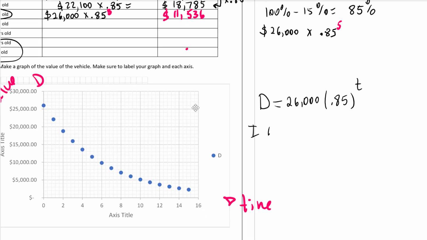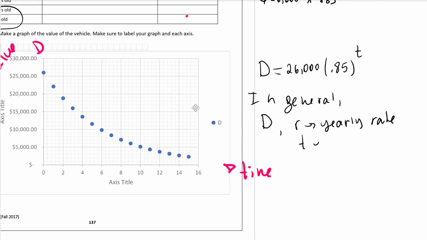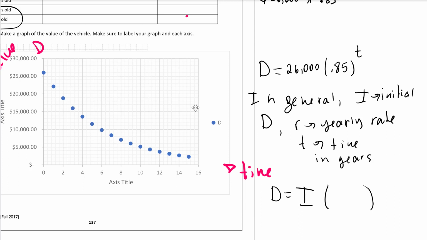Okay, and in general, if you want to do the depreciation model, if you have D as the amount that the car or whatever is worth, R is the yearly rate, and T is the time in years, then you get D equals, maybe let's say I is the initial value, the initial value times, again, instead of 1 plus R to the power T, it's going to be 1 minus the rate. So that's a depreciation model, and 1 plus is growth.